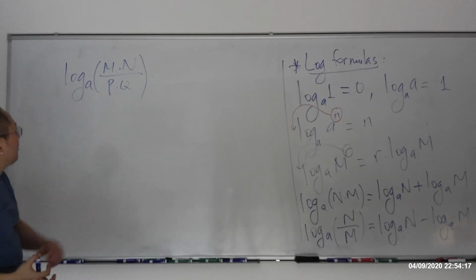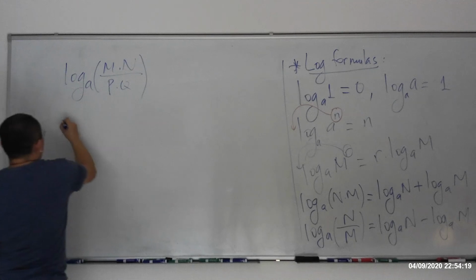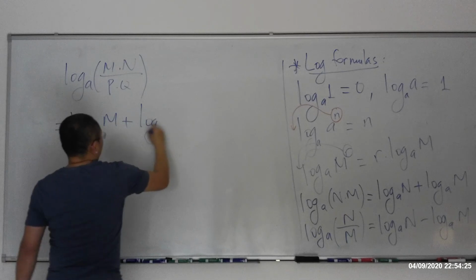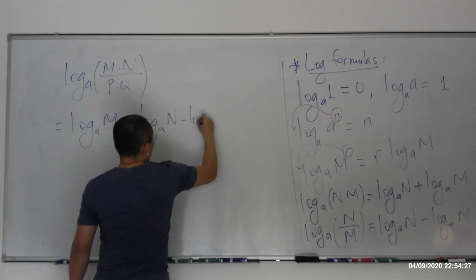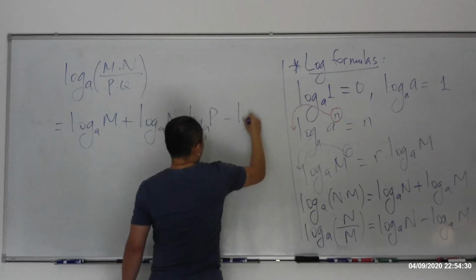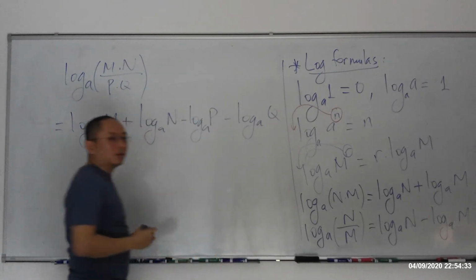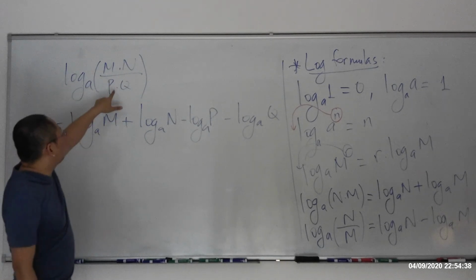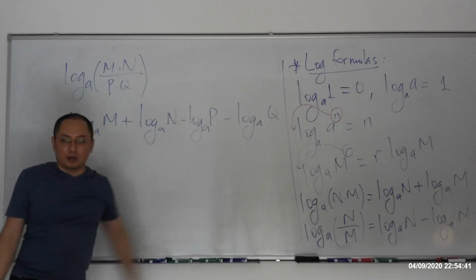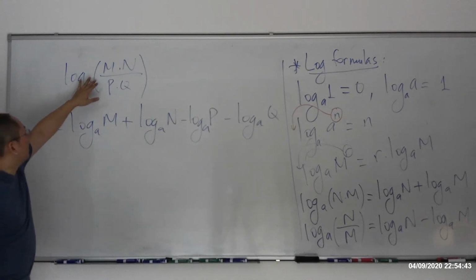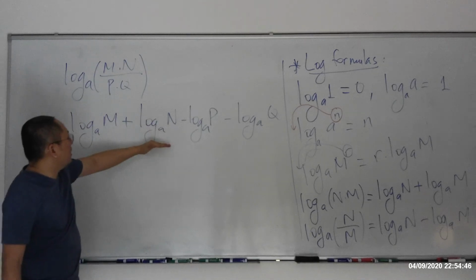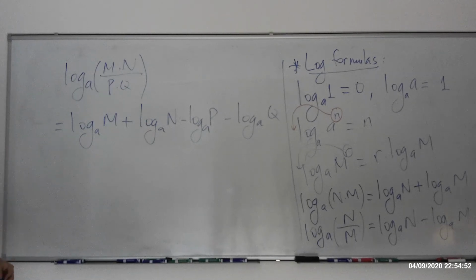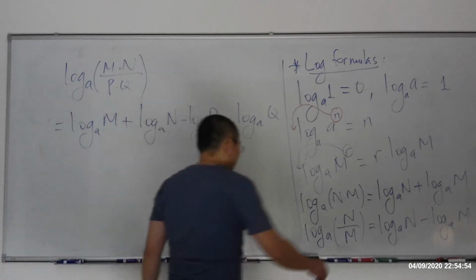What if we want to break that big fraction out? It's equal to log base a of m plus log base a of n minus log base a of p minus log base a of q. The rule is this: any factor on the numerator goes with a plus sign, and any factor on the denominator goes with a minus sign. So log m on top is positive, log n on top is positive, p in the denominator is negative, and q in the denominator is negative as well. This is a very common question that I've seen over and over.